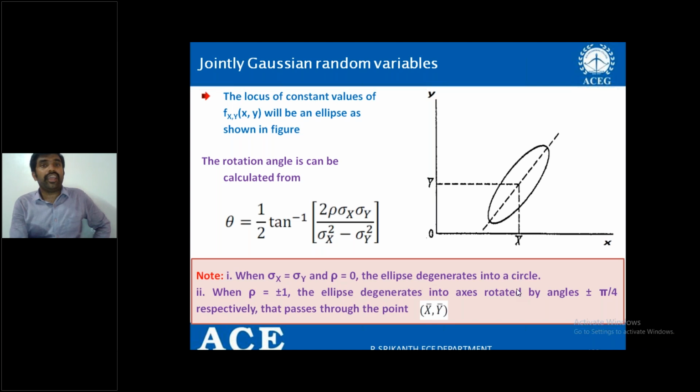And if the correlation coefficient is either +1 or -1, the ellipse degenerates into an axis rotated by plus or minus angles, plus or minus pi by 4 respectively. In the sense, if rho equal to +1, it takes the angle plus pi by 4. If rho equal to -1, the angle is minus pi by 4. Based on the rho value here, the rotation takes place along the axis.